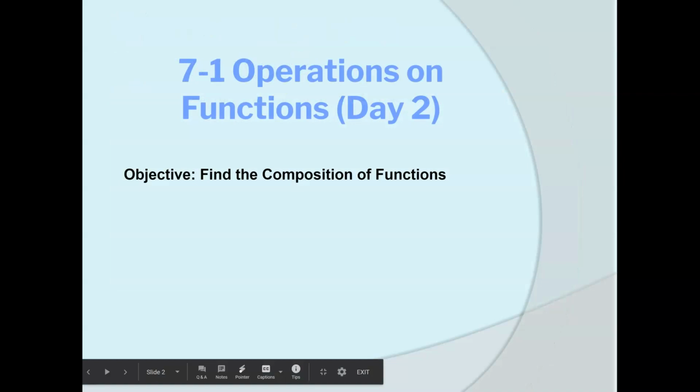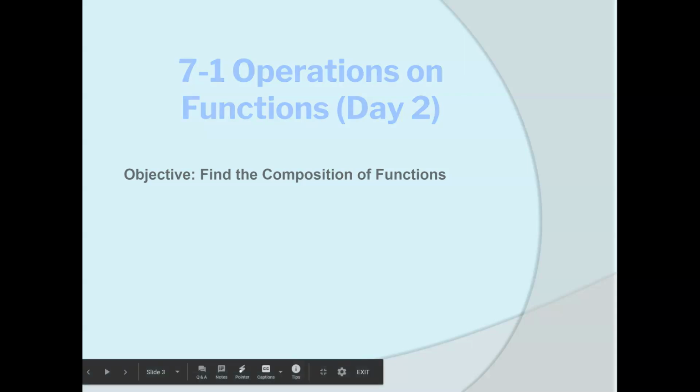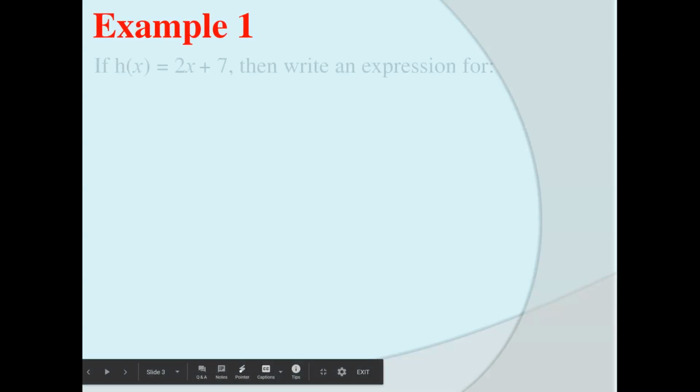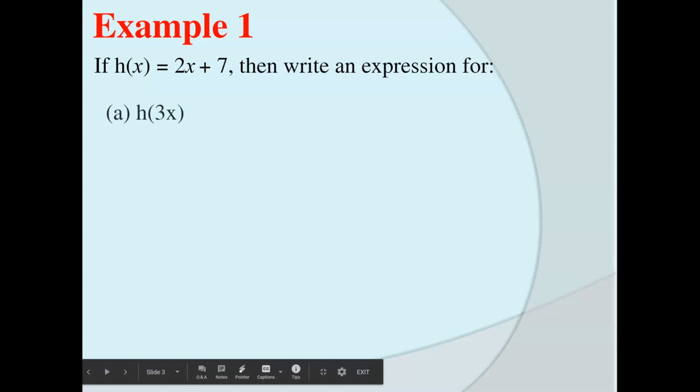So we are on operations of functions day 2. Our objective is to find composite functions or function composition. So the first thing we're going to look at is if you have h of x equal to 2x plus 7, how can I rewrite an equation for h of 3x?